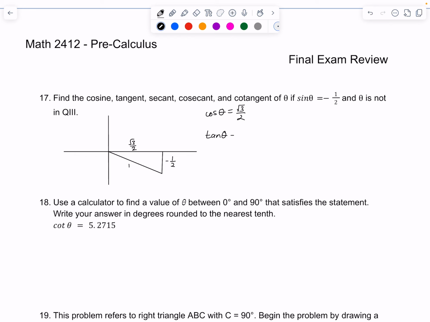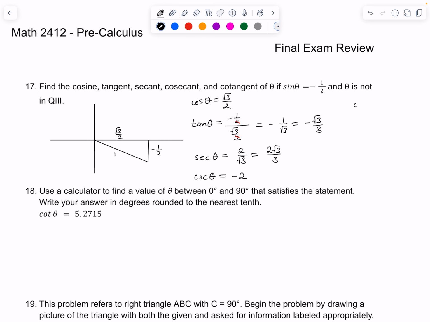The tangent of theta is sine over cosine. It's negative 1/2 over root 3 over 2. Those 2's will end up canceling, and we get negative 1 over root 3, which is negative root 3 over 3. The secant is cosine flipped over, so that will be 2 over root 3, which is 2 root 3 over 3. The cosecant is sine flipped over. That's negative 2. And finally, the cotangent is tangent flipped over. It'll be negative root 3.